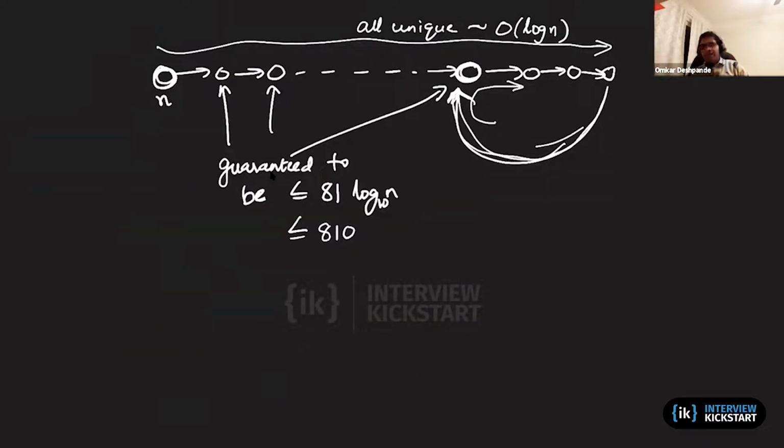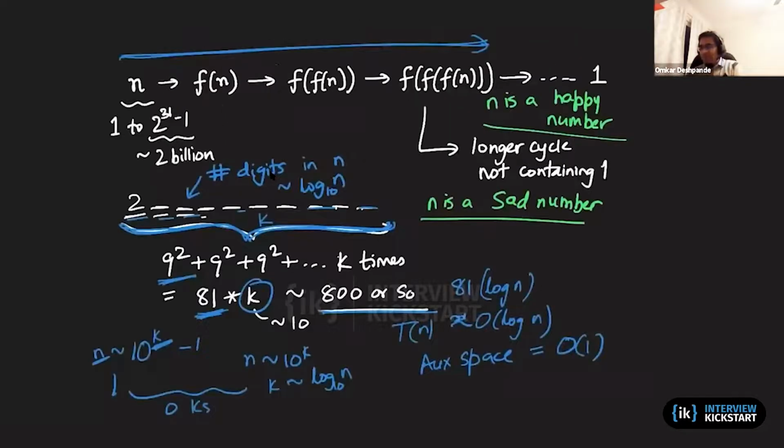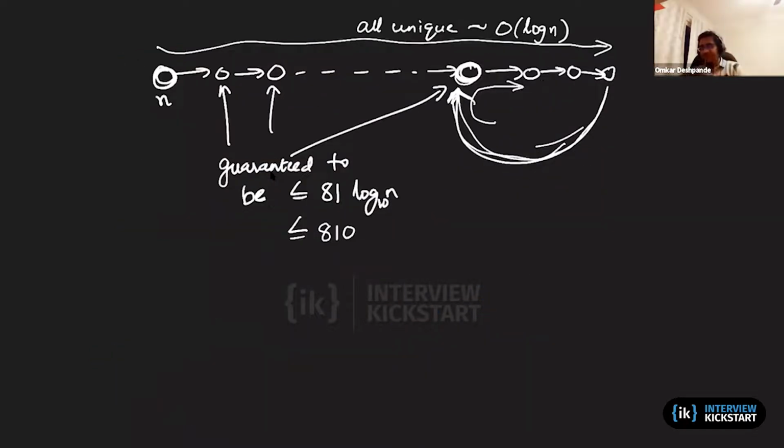So if you land up at one value that was there in the chain, from there on everything repeats, right? Because this function is deterministic. As soon as you see a value that you have seen before, everything from there on is going to be repeated.